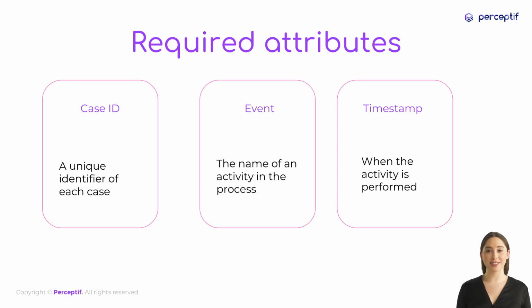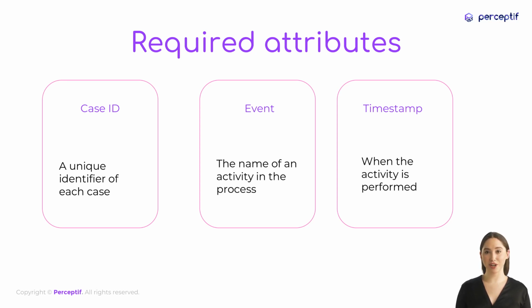For process analysis using Perceptif, there are three main attributes required in the data. The first one is the caseID, which is a unique identifier of each case that happens in a process. Each caseID can have multiple events, which is the second attribute required. An event describes the name of the activity that is done to complete a single caseID. Each event instance also has a timestamp, which describes when the activity was performed in the system.